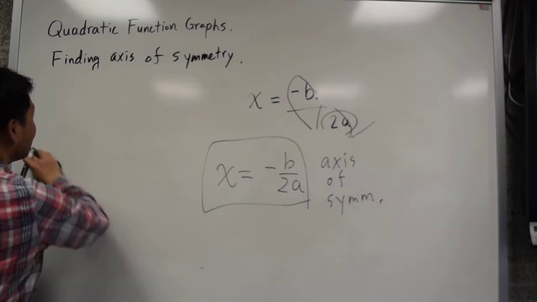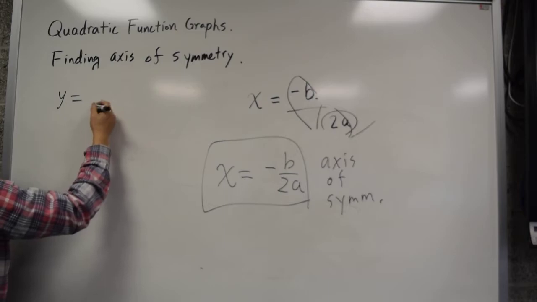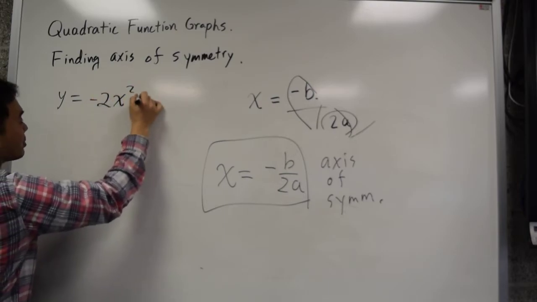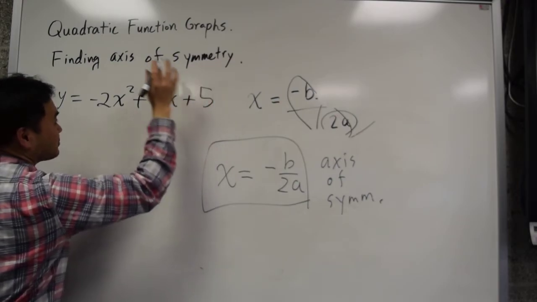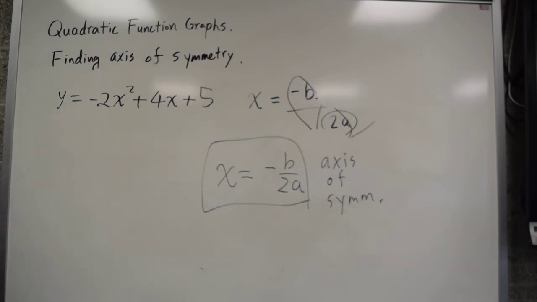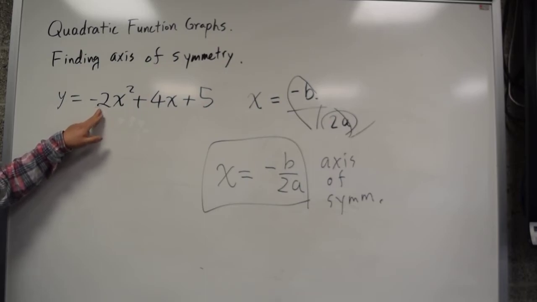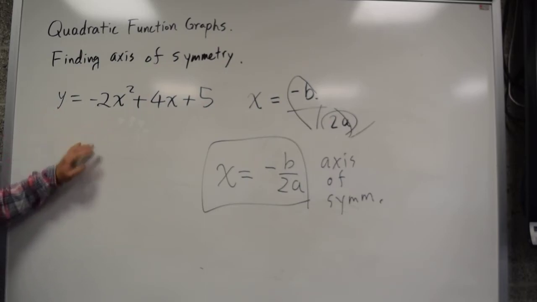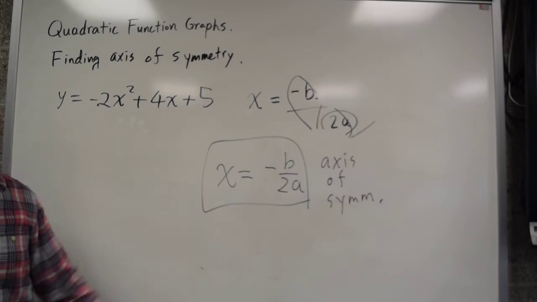So y equals negative 2x squared plus 4x plus 5. Now, I wouldn't imagine trying to perform completing the square over here, because that would require me to divide by negative 2. Oh, forget it, okay? It's hard. However, we have this formula that gives you the axis of symmetry.